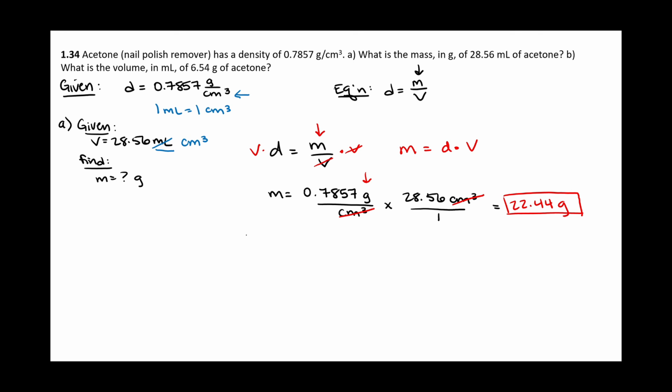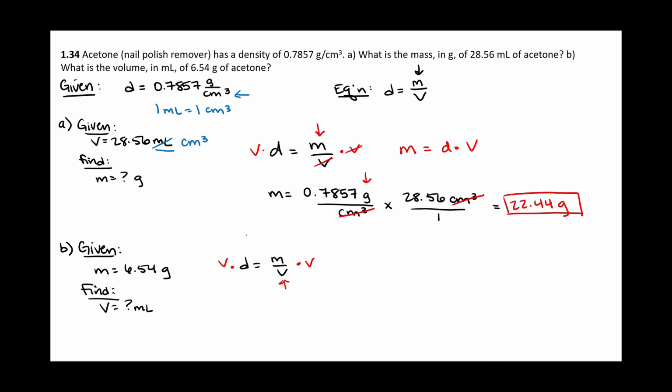In part B, we're given, in this example, we're given the mass. We're given a mass of 6.54 grams of acetone, and we're asked to find the volume in milliliters. Once again, I'm going to take that density equation. In this case, I want to isolate my volume. And to do so, we have to do a little more rearranging than we did in that first problem, but it's okay, we can do this.